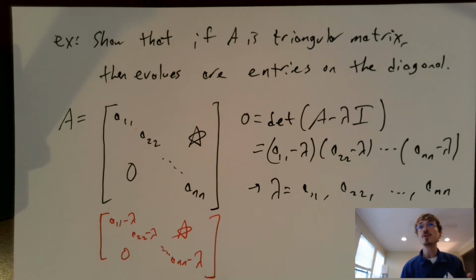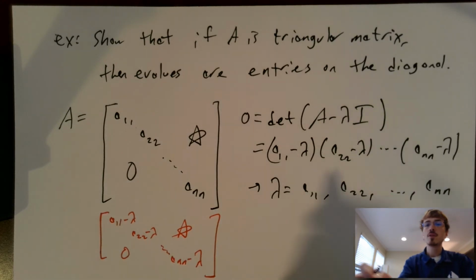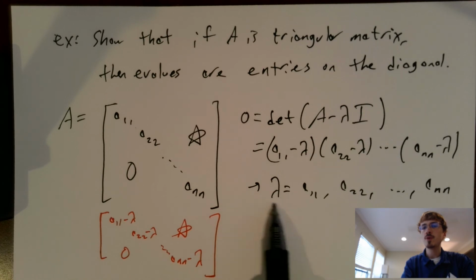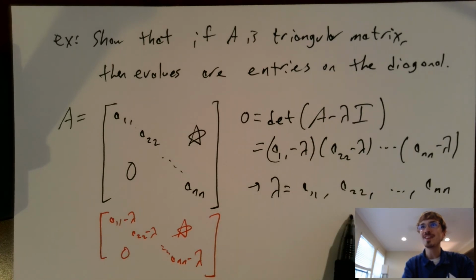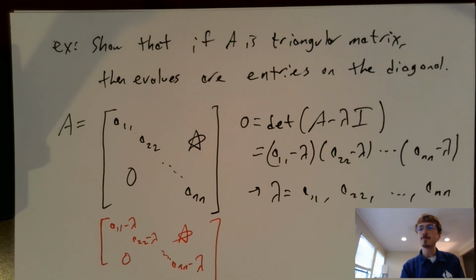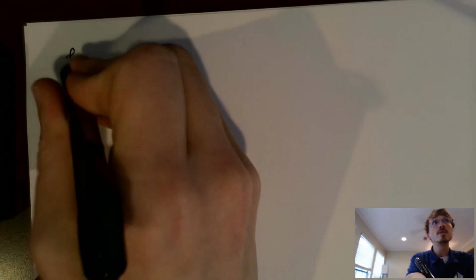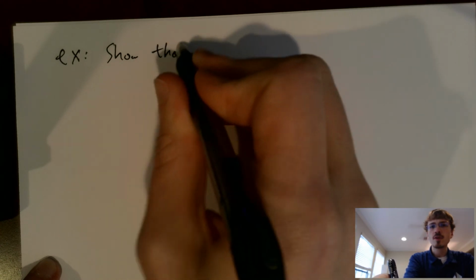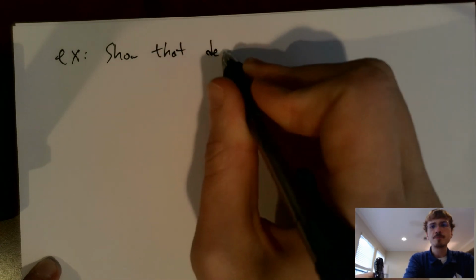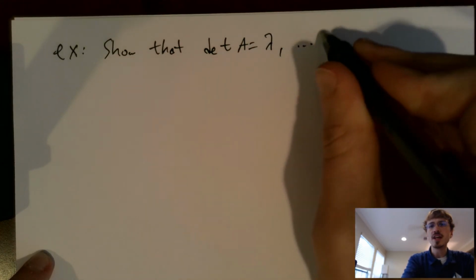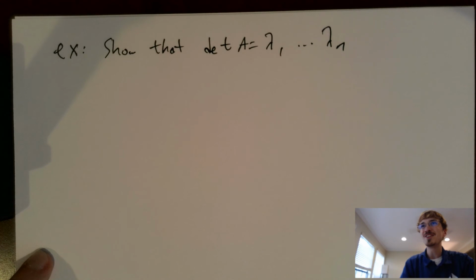And this is kind of cool because it gives some relationship between eigenvalues, and here we have the product of the eigenvalues, which has some correspondence with the determinant. And we get some general result that's similar to this example. Let's show that the determinant of a matrix A is just the product of its eigenvalues.